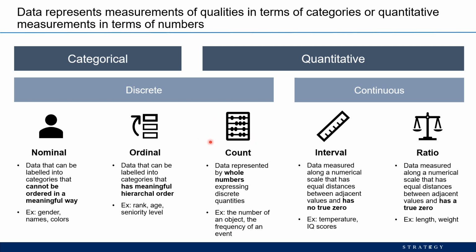Okay, moving on into quantitative variables, we have count. Now, count just represents the number of something, and it has to be whole numbers. Going back to the people example, if you're counting the number of people that you have, you can't have a half person. It has to represent the number of objects, or it can represent the frequency of events.